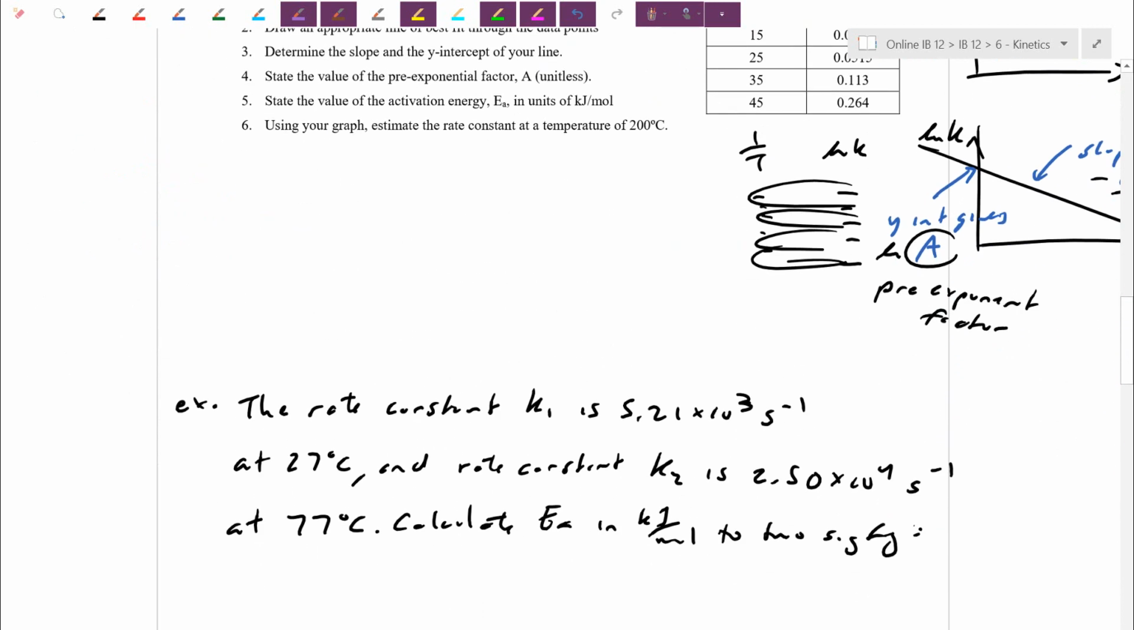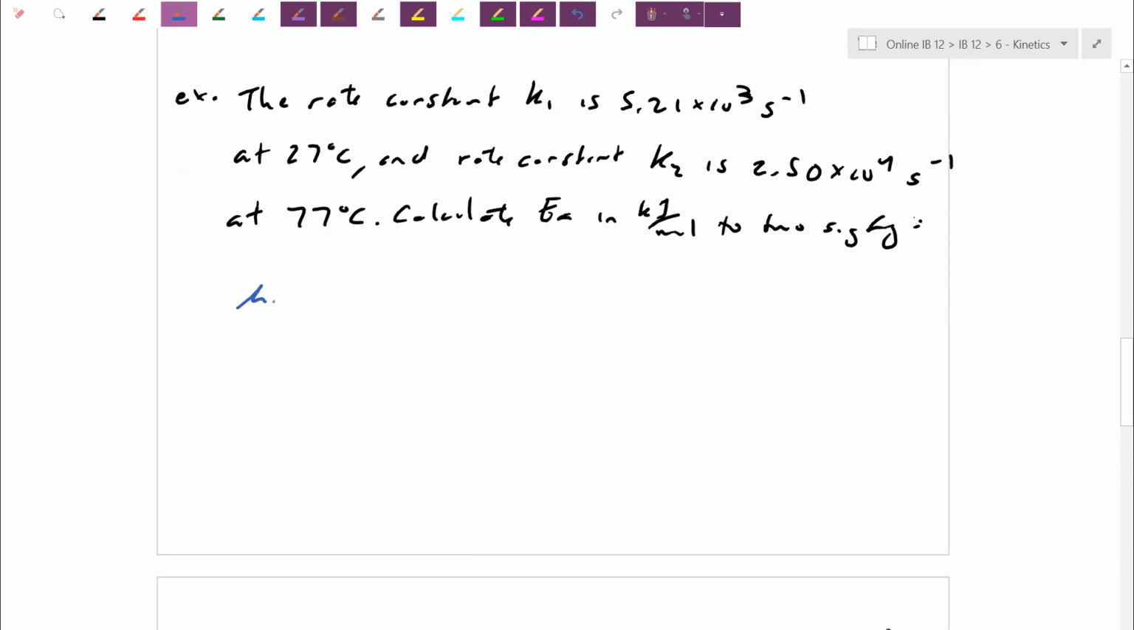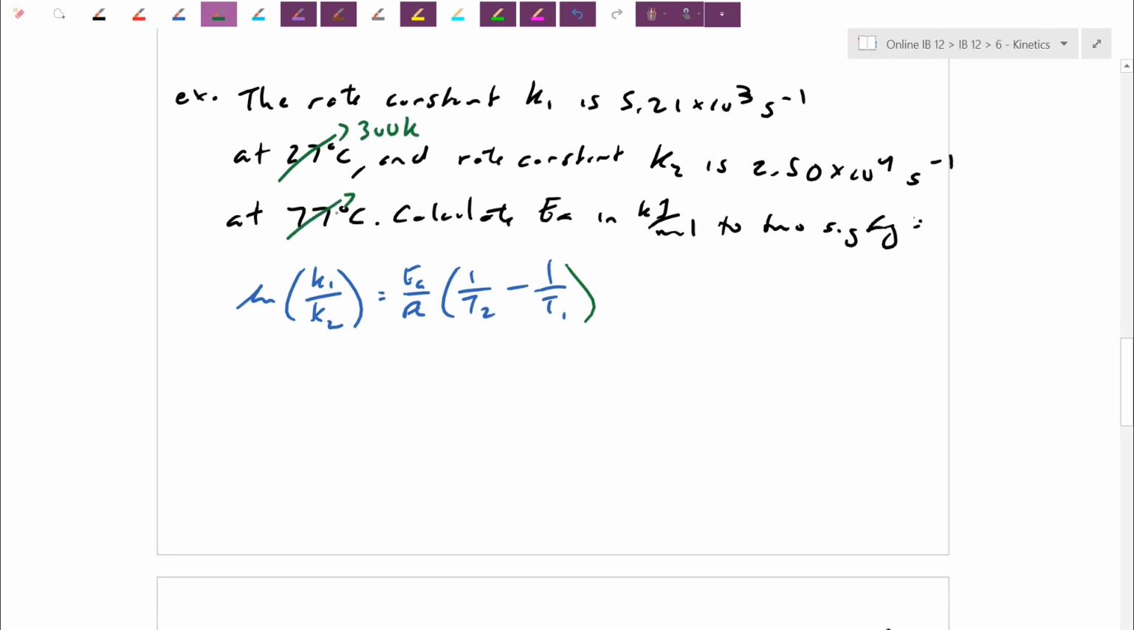So let me copy that out here. They wanted you to take ln of K1 over K2, which was equal to EA over R, times, they had switched it, 1 over T2 minus 1 over T1. And it's just a matter of plug and play. Just be careful though, because we are dealing with temperatures in science: you need the absolute temperatures. So 27 plus 273 should be 300 Kelvin. Kept the numbers fairly simple. 77 degrees here should be 350 Kelvin.